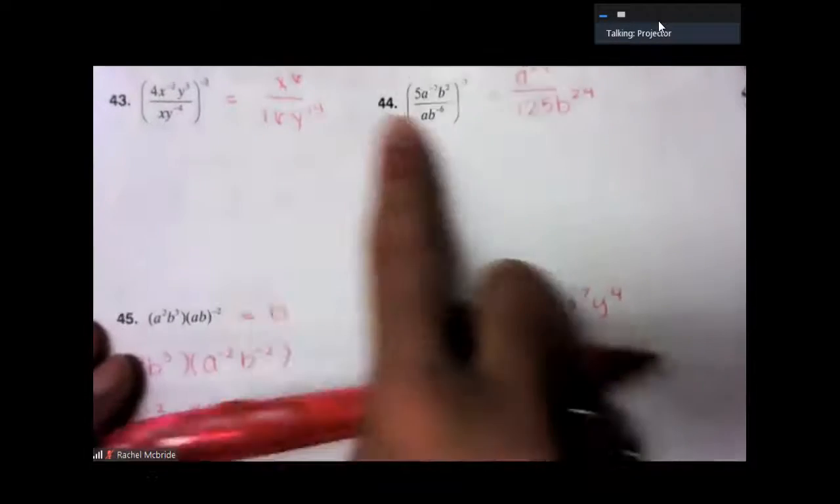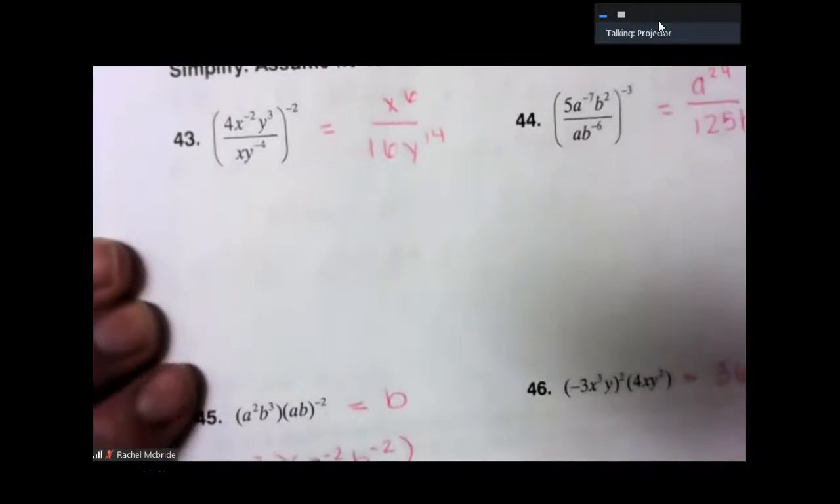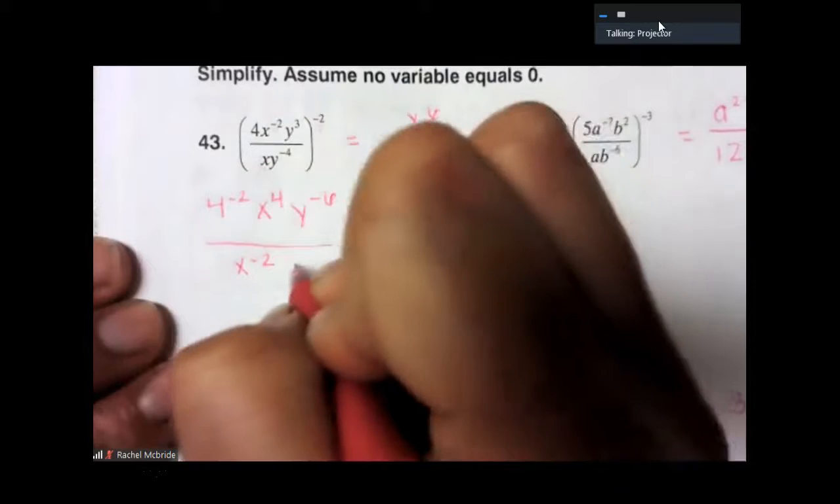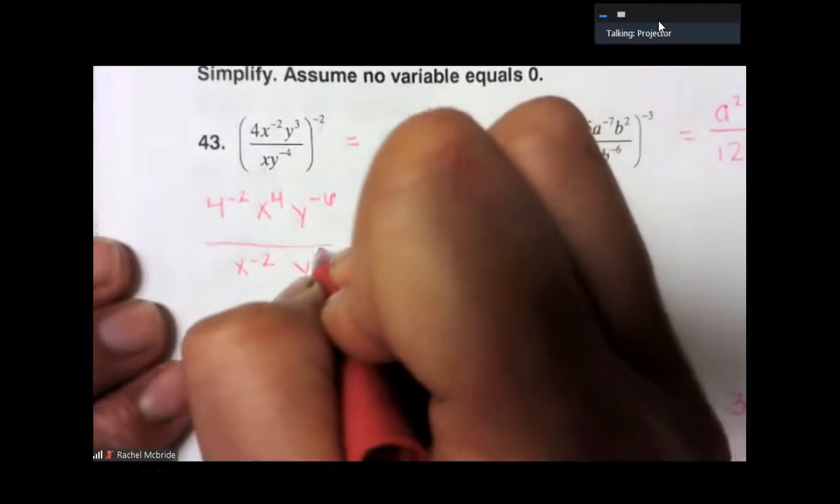With the top two? Sure. All right, so similar idea in 43 to what we did in 45. You're going to take that negative 2 and distribute it to every part. So you have 4 to the negative 2. The negative 2 to the negative 2 gets multiplied. So a negative times a negative gives a positive 4. So you get x to the 4th. And then here you get y to the negative 6. And then that negative 2 also has to distribute to the bottom terms. So you get x to the negative 2, y to the positive 8.